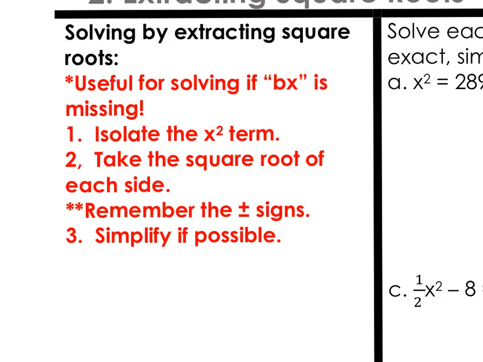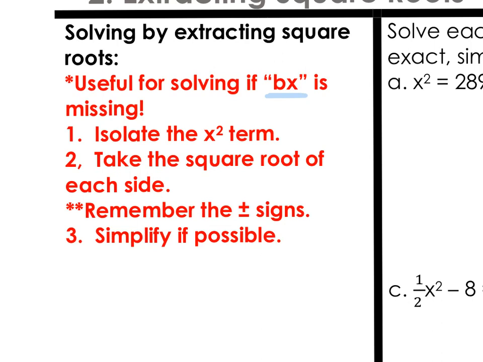Solving by extracting square roots. This is another method that we can use to solve if maybe we don't have all the parts for standard form, or maybe if factoring doesn't work for us. This is also useful when that bx term is missing. Sometimes we've had it missing before and we were able to factor, but it doesn't always factor when it's in standard form. So if the bx term is missing, this is what we do.